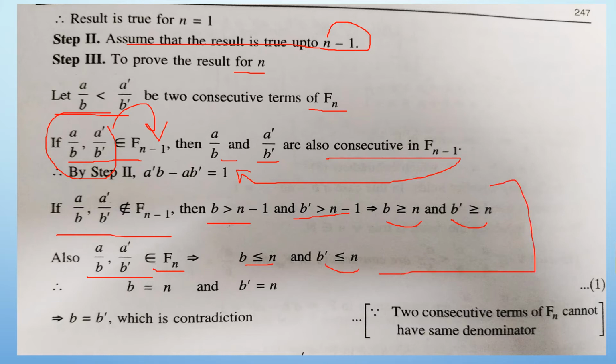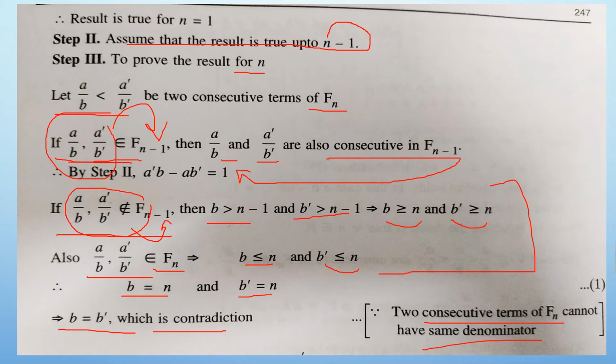From these two conditions, we can say that either b is equal to n or b dash is equal to n. So from here we can say that b is equal to b dash, which is a contradiction, as two consecutive terms of Fn cannot have the same denominators, as we discussed in the previous slide. So one of them must belong to this sequence. If both belong then it will be okay. If we take that both do not belong to this, then a contradiction happens.